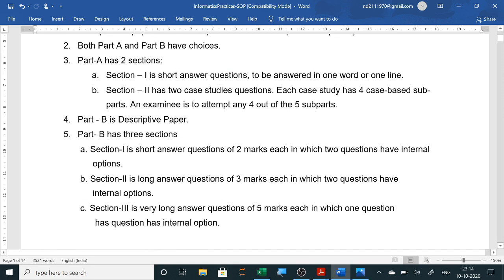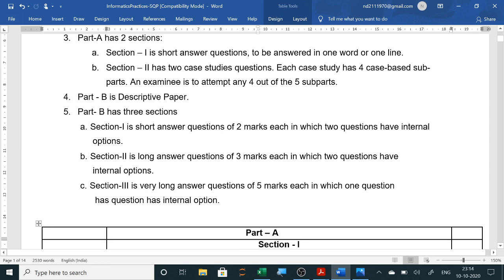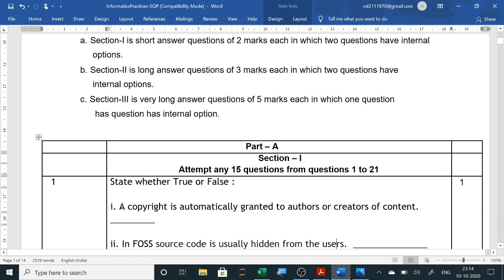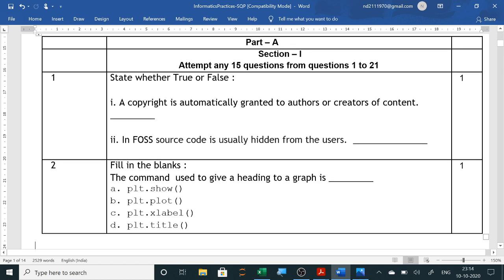So section 2 is also case study. Section 2 has 2 case studies, and in this you have to solve 4 out of 5 subparts. Part B is the descriptive paper where 2 marks, 3 marks and 5 marks questions are there in 3 sections. So we will see all the questions one by one here.